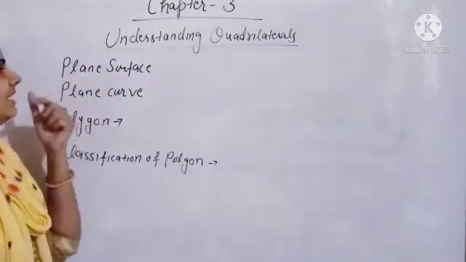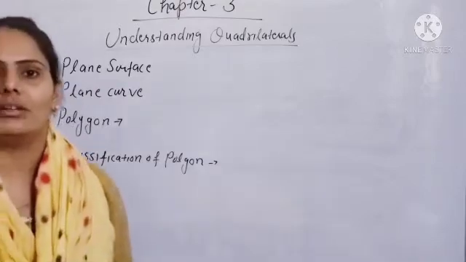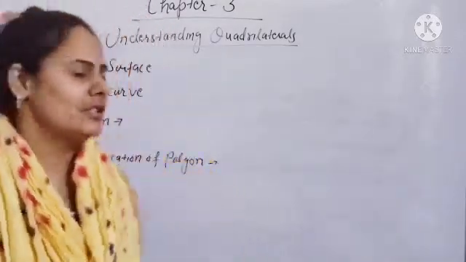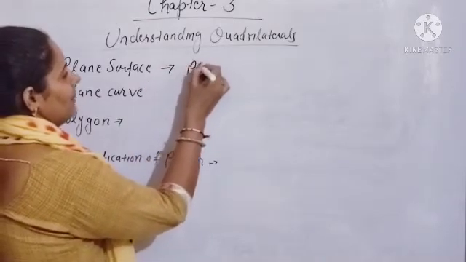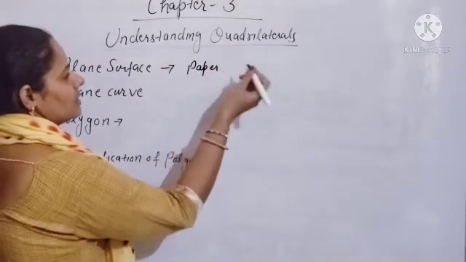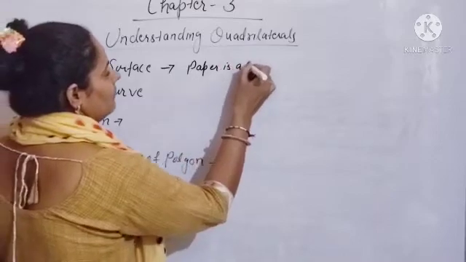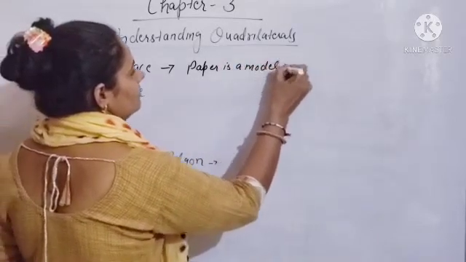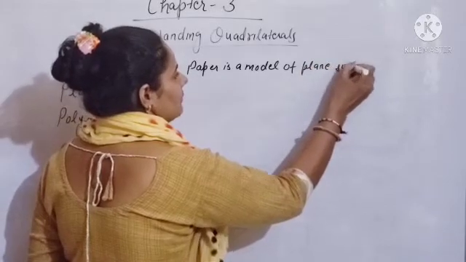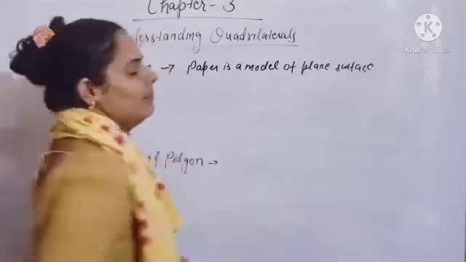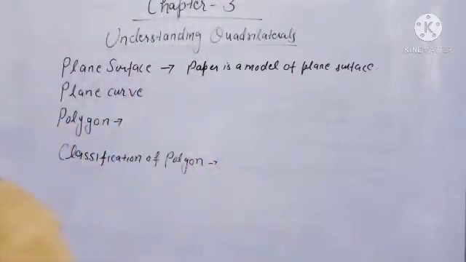So first, what is given? It is given: what is a plane surface? Simple. Beta, you can take any example of a paper. A paper is a model of a plane surface, a flat surface you can say. So you can say a simple plane shape. The example will be a paper.